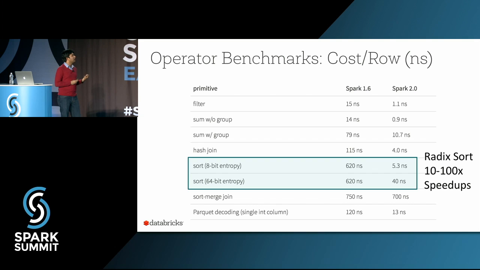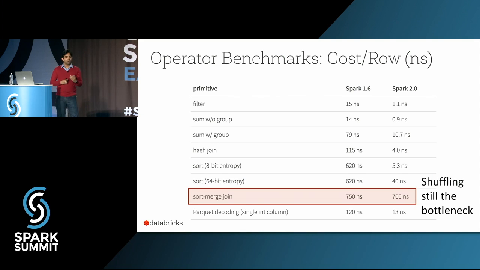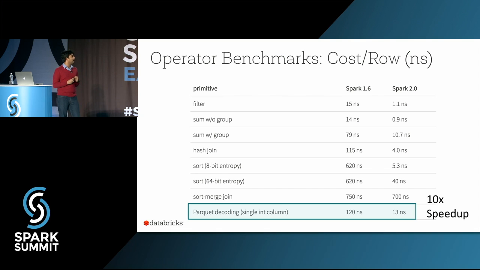For things like sort, we see around 10 to 100 times speedups. The speedups are not so noticeable in things like sort merge join because shuffling in this case is still the bottleneck. And finally, this is something I didn't really talk about in this particular talk, but we also have a vectorized Parquet reader in Spark, which gives us around 10 times speedup, or an order of magnitude, if you're trying to just read Parquet data inside of Spark.